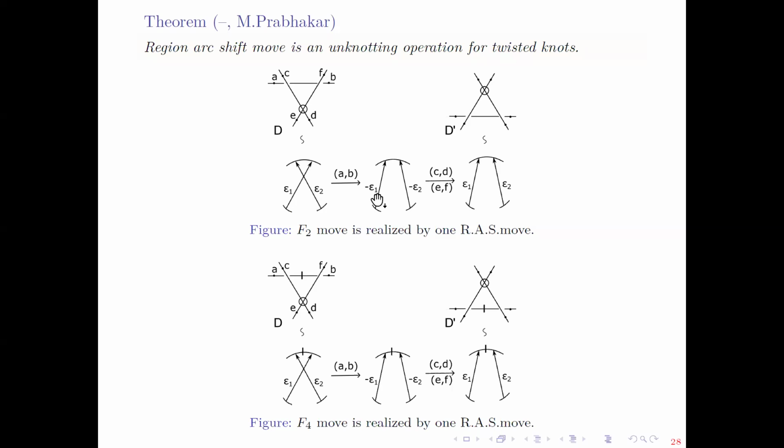Epsilon 1 becomes minus epsilon 1 and epsilon 2 becomes minus epsilon 2. And now the next arcs, CD and EF, have one virtual crossing, which you cannot see in the Gauss diagram, but you just see the sign changing. So the left one and the right arrow both change sign because the arc shift move is applied with a virtual crossing. So finally, you get the Gauss diagram which you get after applying an F2 move. Similarly, for the F4 move, that bar does not disturb this process, and we can prove that F2 and F4 can be realized by one RAS move.